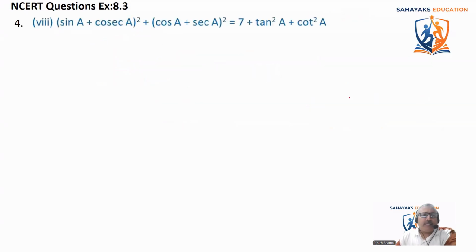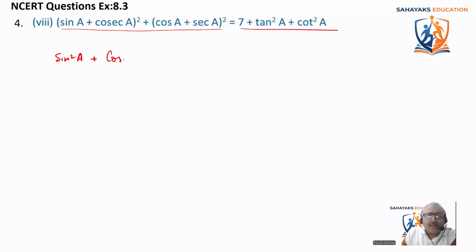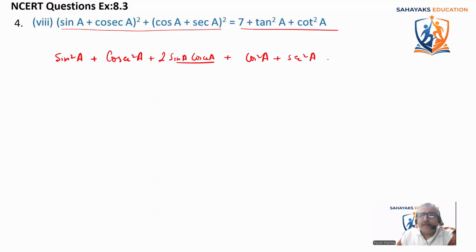Let's move to the next question. It says sin A plus cosec A whole square plus cos A plus sec A whole square is equal to this. So first, let's open the squares. It is A plus B whole square. So we can write it as sin square A plus cosec square A plus 2 sin A cosec A. Sin A and cosec A will be 1. So this value will become 1 plus cos square A plus sec square A plus 2 cos A into sec A. Cos A into sec A will be 1.